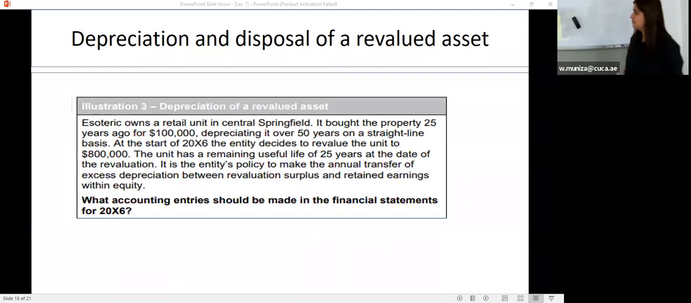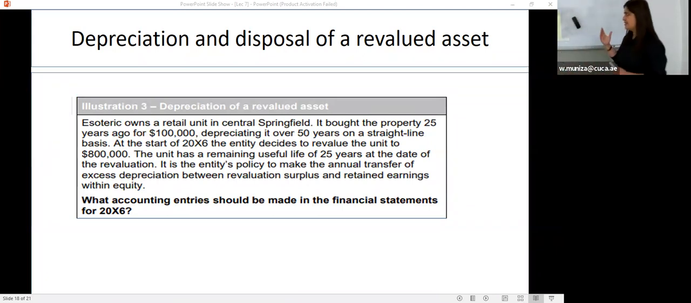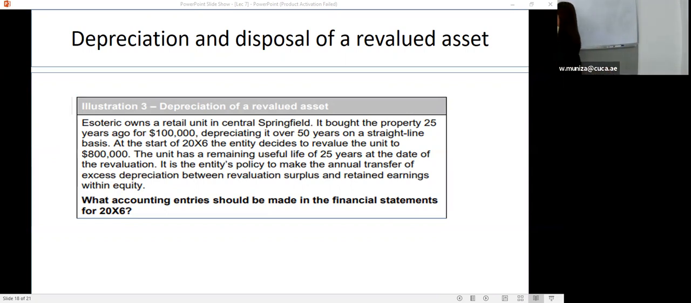Illustration number 3 is there. What accounting entries should be made in the financial statements for 2006? So this is for the depreciation of the revalued assets, students. You need to try it first and then we are going to discuss it. I will be reading the scenario. Start doing it by yourself.